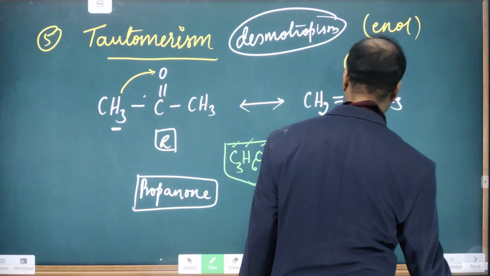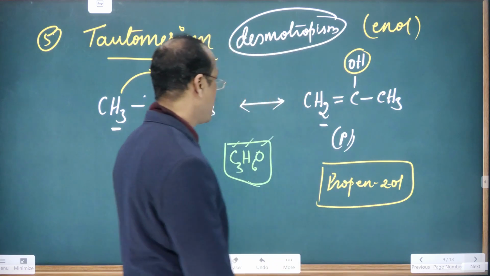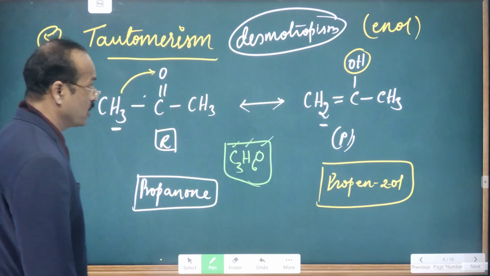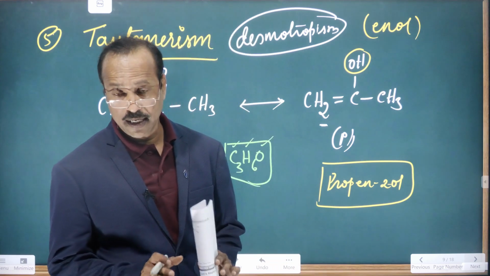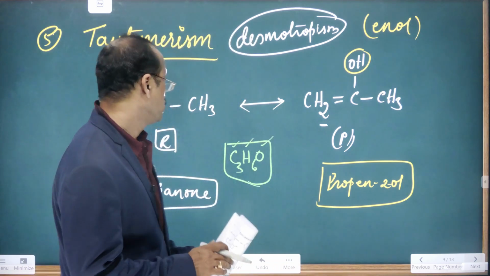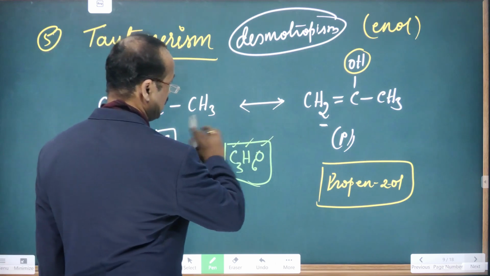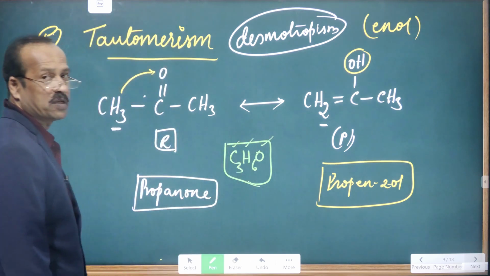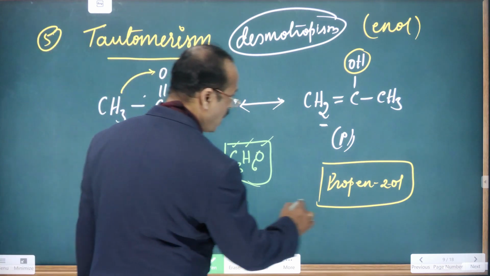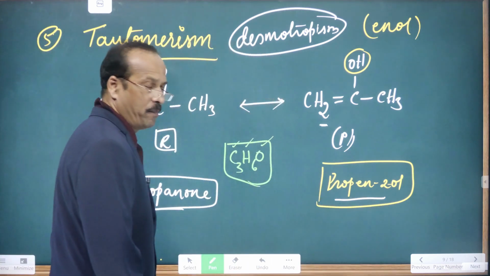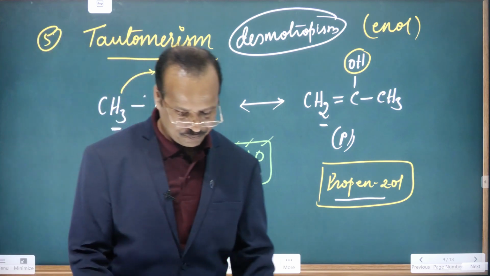And the last and final one is tautomerism. Tautomerism is where the two compounds are interconvertible. Here these are interconvertible compounds. If that takes place, it is called tautomerism. An example is propanone and propen-2-ol. Okay, so that's it.